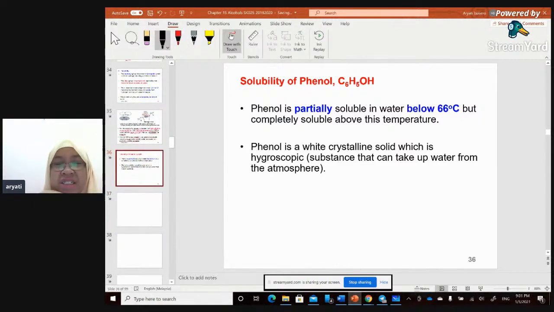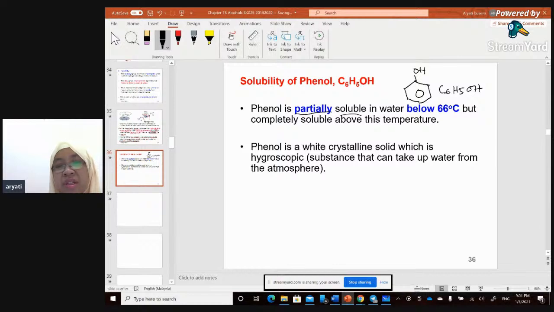Okay, so now we want to discuss the solubility of phenol. So phenol, structure of phenol ialah dia mesti ada benzene. So they are OH functional group attached directly to the benzene. So this is the structure of phenol. This is the formula C6H5OH. Okay, so phenol is partially soluble in water below 66 degrees. Okay, phenol dalam air bawah 66 darjah Celsius dia hanya larut separa. But completely dissolved ataupun soluble above this temperature, maksudnya more than 66 degrees.